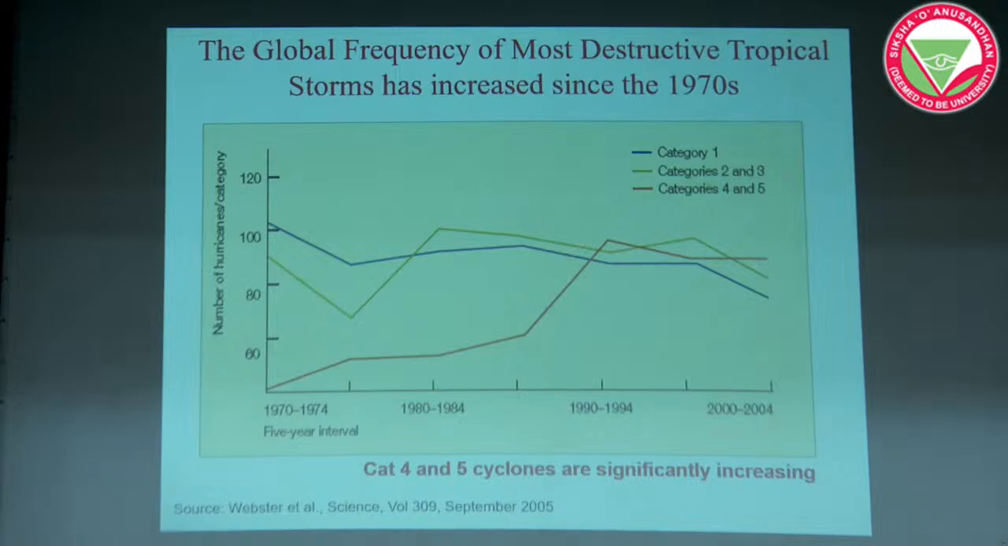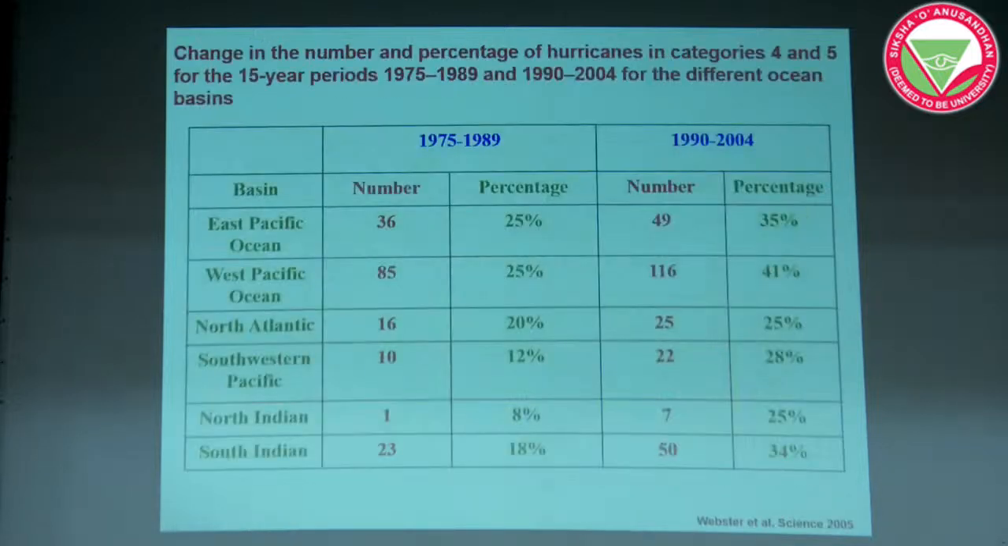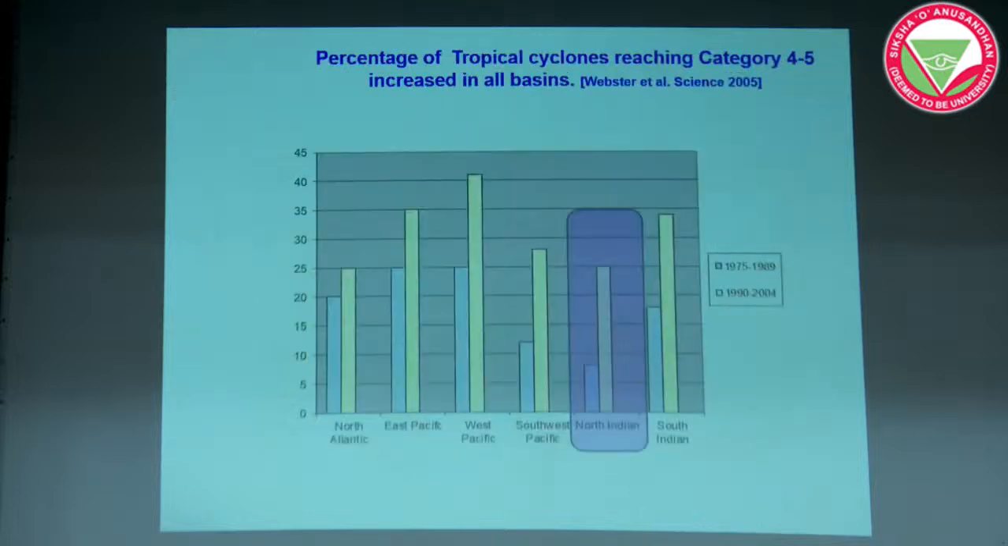Because a cyclone of low intensity has a lot of benefit. It gives a lot of rain, which is always what we need, the fresh water. But when it is severe, then it is actually harmful, and loss of life and property takes place. And this is for different basins, I will not go into that.